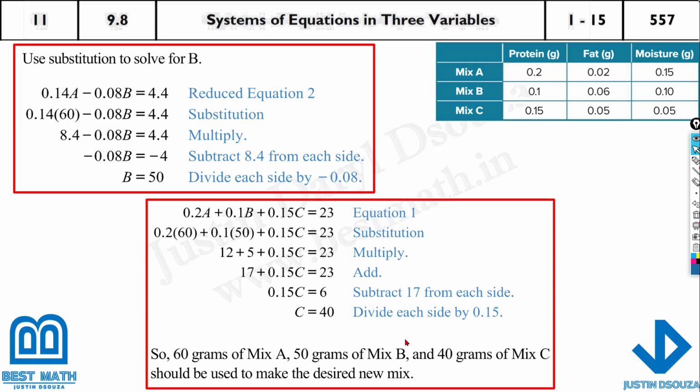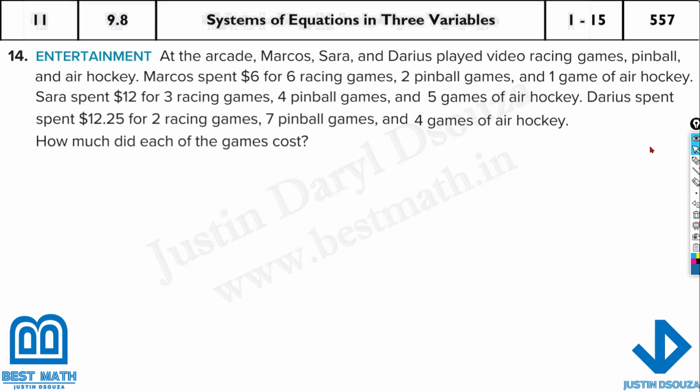So whatever the solutions you get from that. Another problem: at an arcade, Marcos, Sarah, and Darius played video racing games, pinball, and air hockey. Marcos spent $6 for 6 racing games. So here they have told racing games. You can take it as X, Y, Z, or A, B, C, but because it's racing games, I'll take it as R, P for pinball, and H for hockey, because I can easily differentiate it.